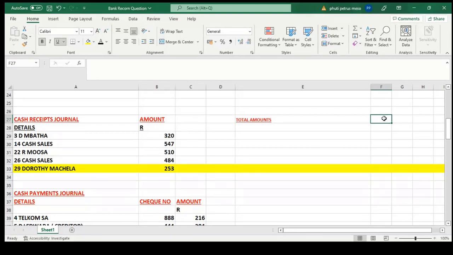Okay, let's see. Please calculate with me so that I don't miss out the figures. I've got 320, I've got 547, I've got 510, I've got 484, I've got 253. So the total incomplete amount is 2114. That's what I have. I don't know if you guys have got the same amount. That's correct. Yes. Okay, thank you very much.